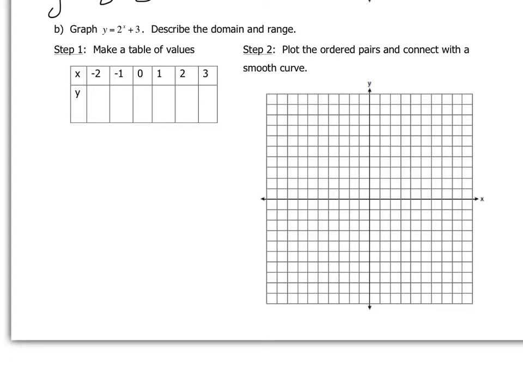So now we want to graph the function y equals 2 to the x plus 3. So again, I'm going to pause the video so that you can complete the table of values with the domain of -2, -1, 0, 1, 2, and 3. And then when we come back, we'll discuss the range or the output from those, and then we will graph from there.